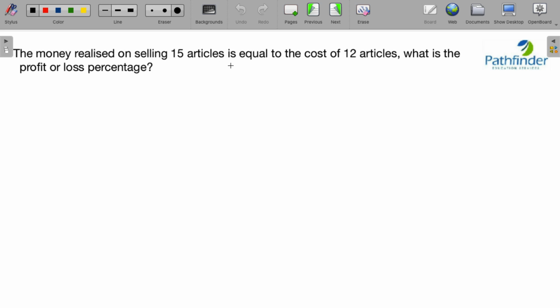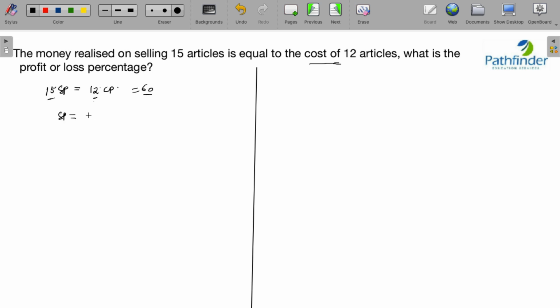The money realized on selling 15 articles is equal to the cost of 12 articles. Again, money realized on selling 15 articles implies that the selling price of 15 articles, that is 15 times SP, must be equal to the cost of 12 articles, so 12 times cost price. And again, I will take some number which can be divided by both 15 and 12. For example, the number 60. So what I have assumed is the selling price of 15 articles is equal to the cost price of 12 articles, which is equal to 60.